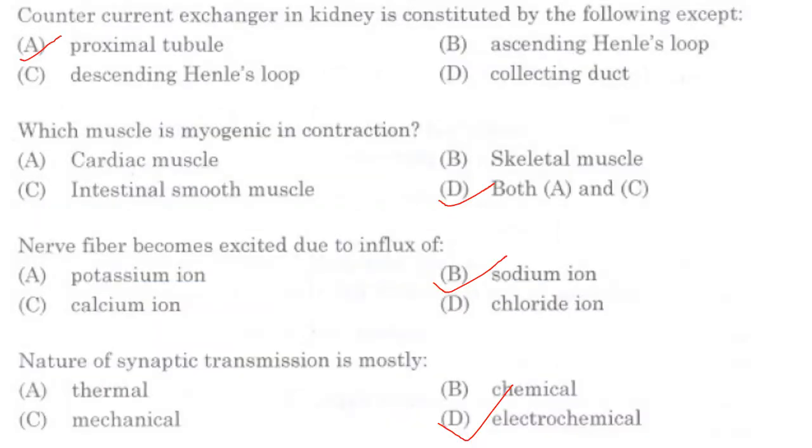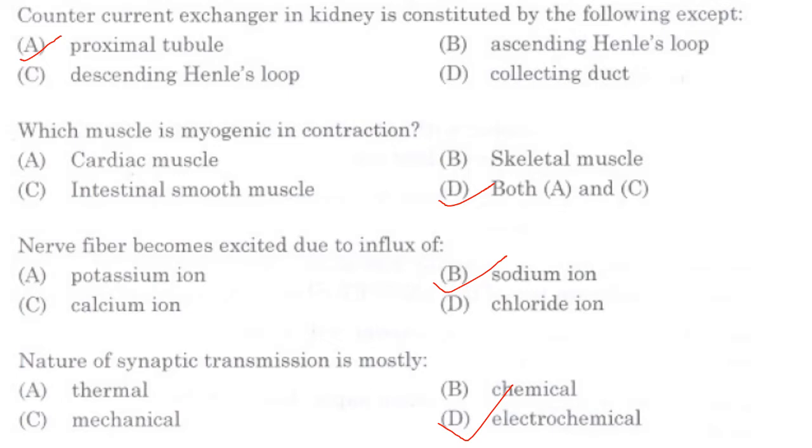Then next one. Counter current exchanger in kidney is constituted by the following except the proximal tubule. Answer is option A. Then next one. Which muscle is myogenic in contraction? Cardiac muscle and intestinal smooth muscle, they both are myogenic in contraction. So answer is both A and C.